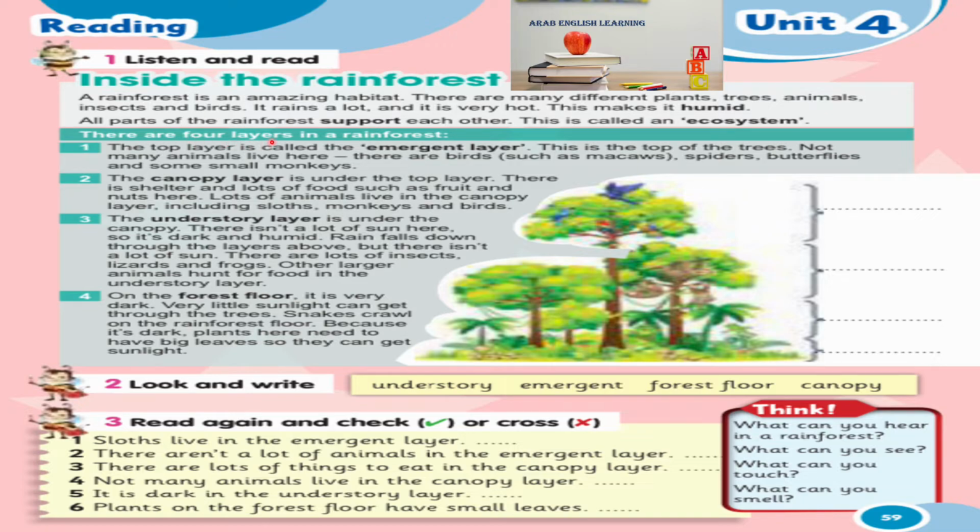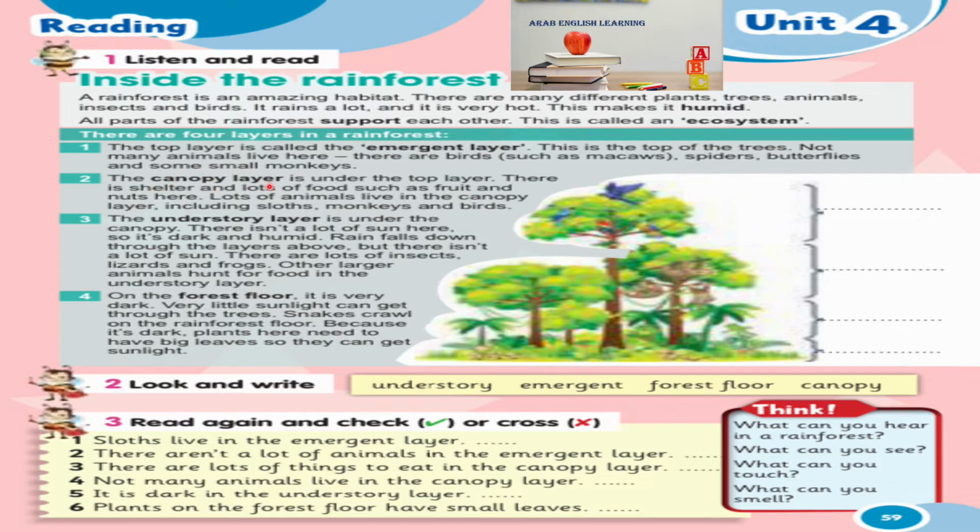There are 4 layers in a rainforest. 1. The top layer is called the emergent layer. This is the top of the trees. Not many animals live here. There are birds, geckos, spiders, butterflies, and some small monkeys.